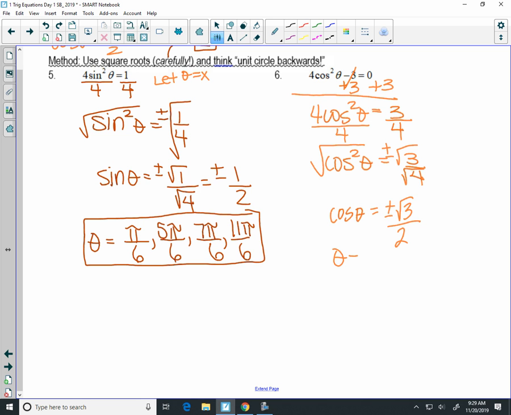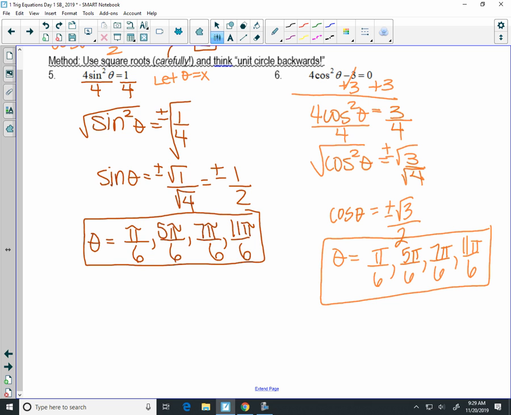Cosine is radical 3 over 2 at our 6ths. Again. Yes. All 4 of them, because we have the plus and minus. And the way I'm writing it up here is definitely the way I do it when I'm not doing anything different in front of you than I do for myself. Like that's what it is.